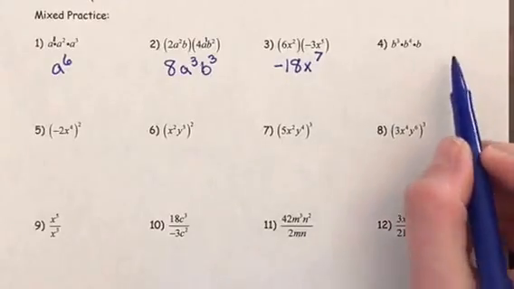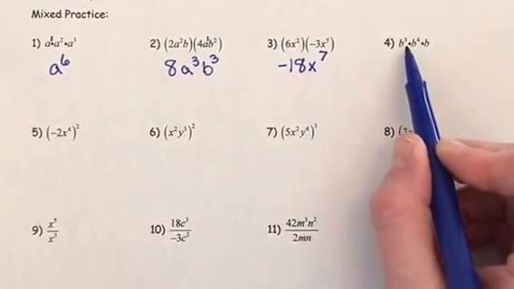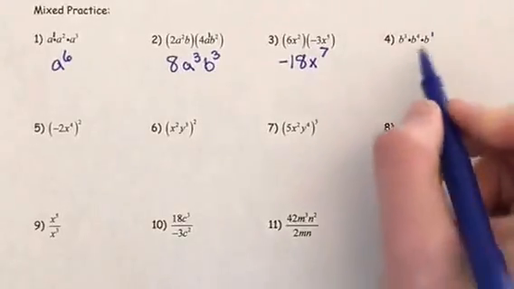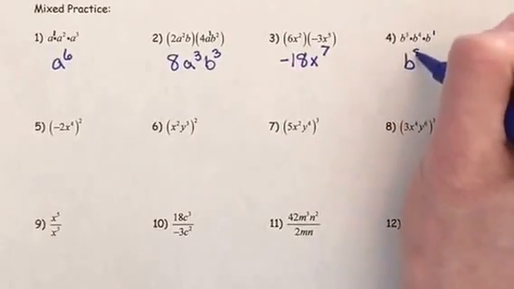The last one looks very similar to the first one. 3 plus 4 plus this invisible 1 gives me b to the 8th power.